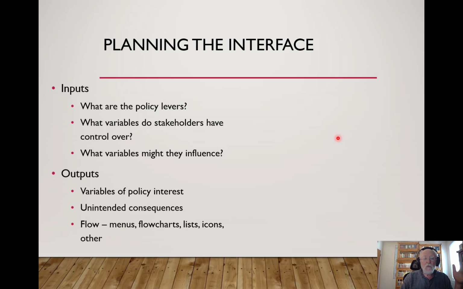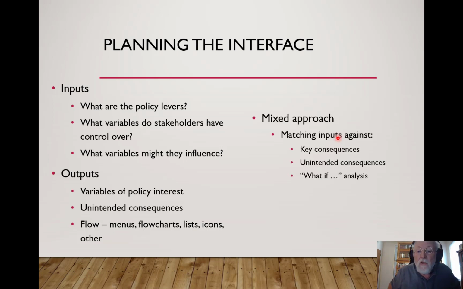You might also look at it from a different direction. What outputs? What are the variables that decision makers would like to see printed in tables, on graphs, etc.? Are there any variables that might show the unintended consequences of policy decisions? How would you like these outputs to flow? Should they be available via menus, via flowcharts, lists, icons, whatever? And you might take a mixed approach. I'm trying to decide how to add an interface to my model.